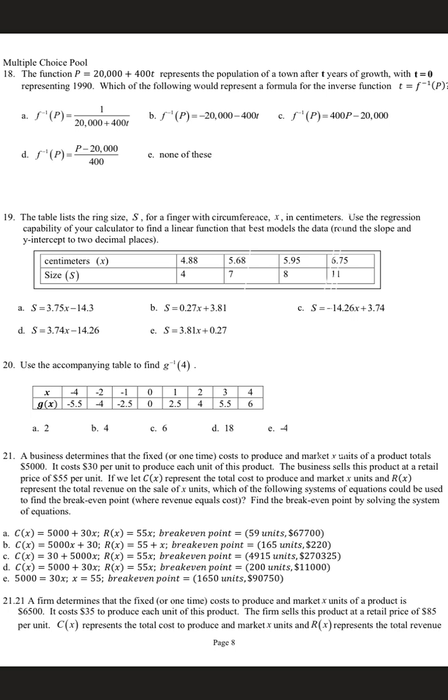All right, this is the rest of the multiple choice practice problems. I think I stopped here.